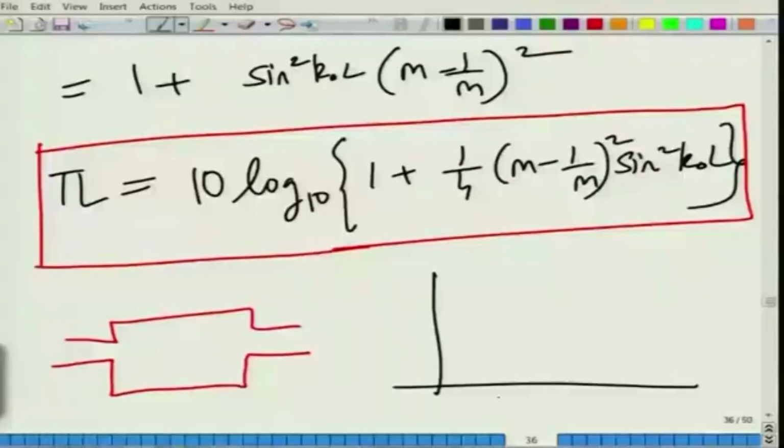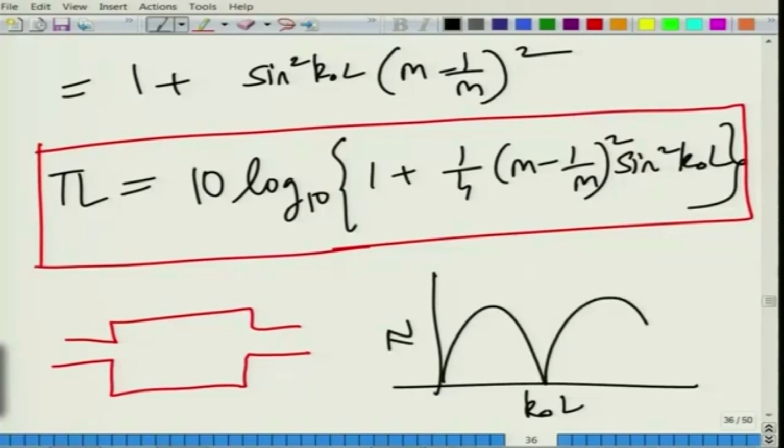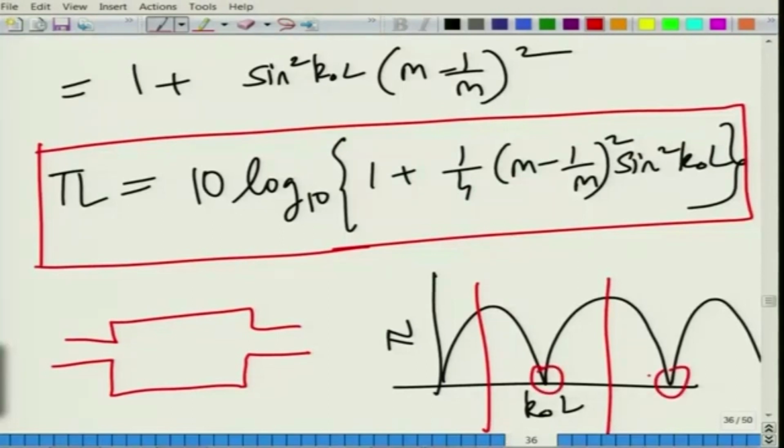Just as a teaser for a result, to keep your curiosity alive: if this is the frequency axis, non-dimensional with respect to the length L, k naught L, and this is your transmission loss, you will get attenuation domes, and how this varies with m, the expansion chamber ratio, and what are the frequencies at which your crest, the maximum transmission loss, happens, and where your trough happens. We will see all this later. Stay tuned, thanks a lot.